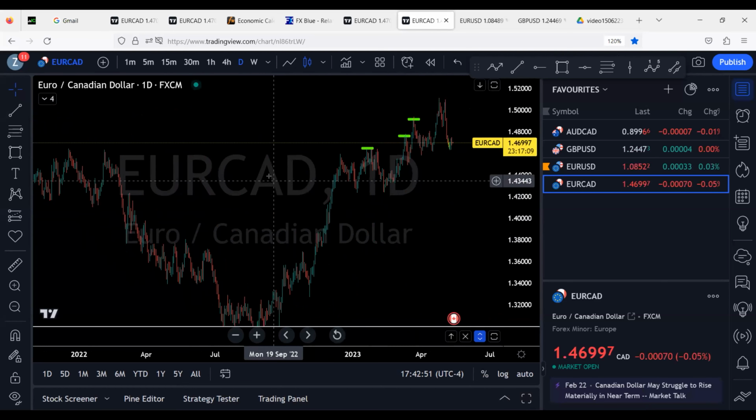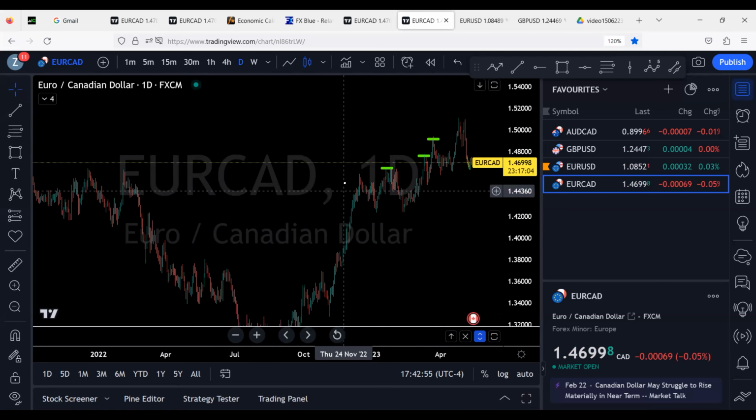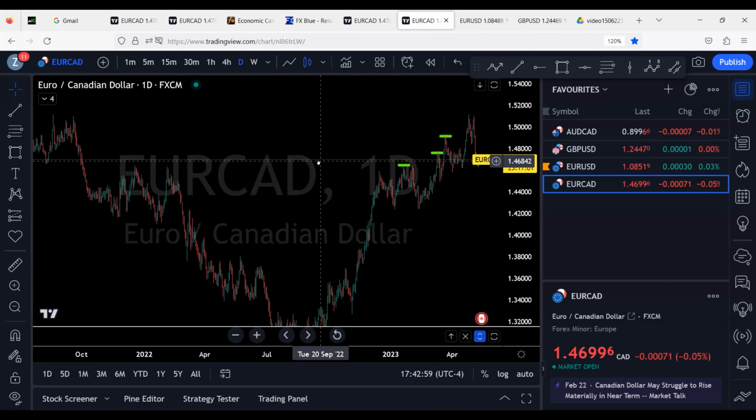So how do I draw my support and resistance? How do I identify them? What criteria, what do I look for? Okay, and drawing up your support and resistance areas, you can use the line charts, that's one. And you can also drop your little zones. And I'm going to show you both ways.